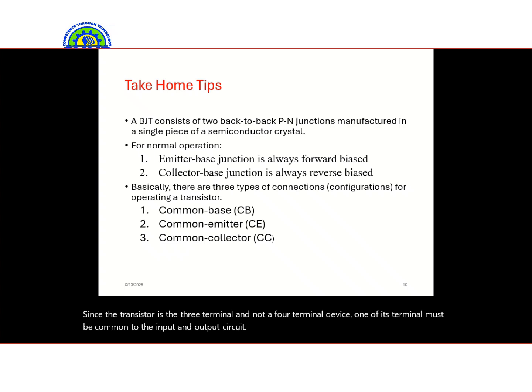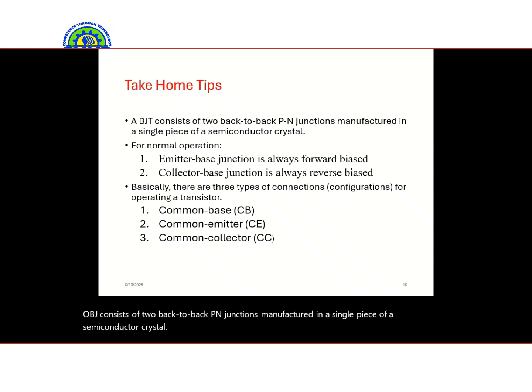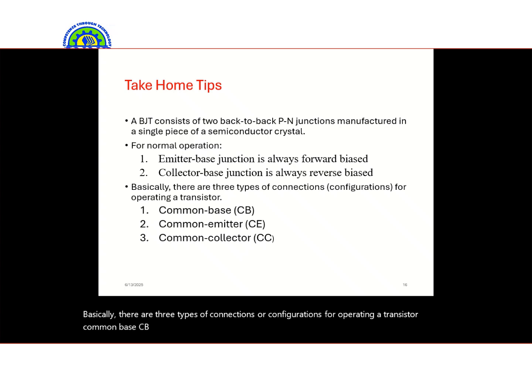Take-home tips. A BJT consists of two back-to-back PN junctions manufactured in a single piece of a semiconductor crystal. For normal operation, the emitter-base junction is always forward biased. The collector-base junction is always reverse biased. Basically, there are three types of connections or configurations for operating a transistor: common base, CB, common emitter, CE, and common collector, CC.